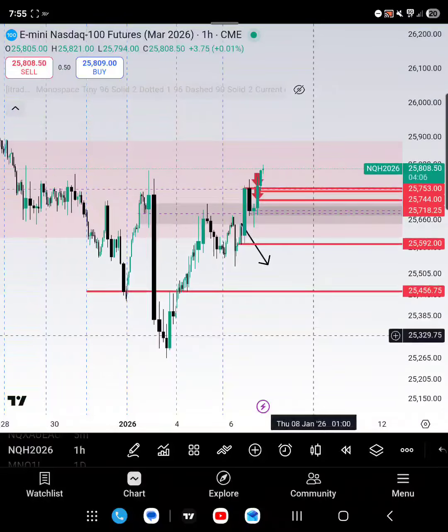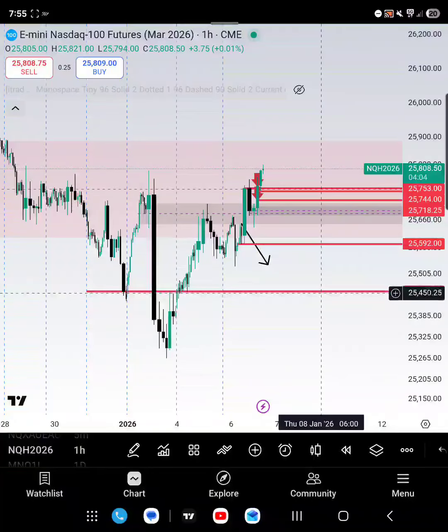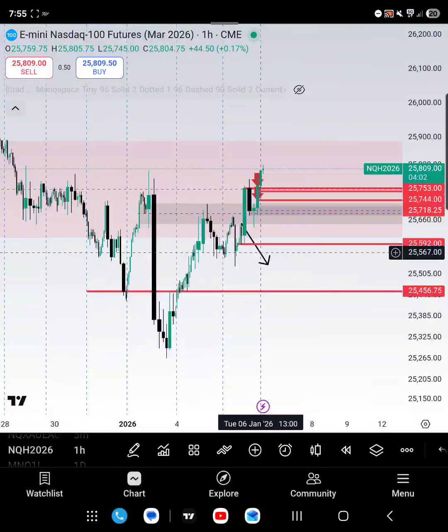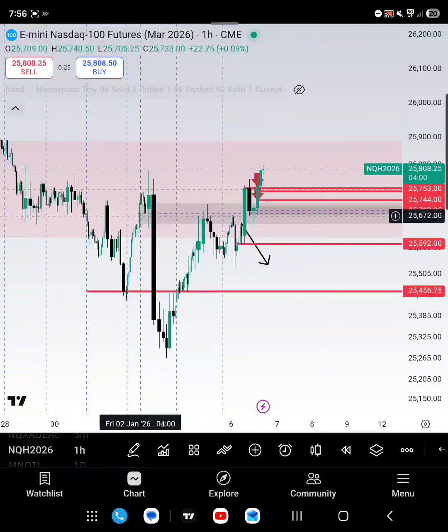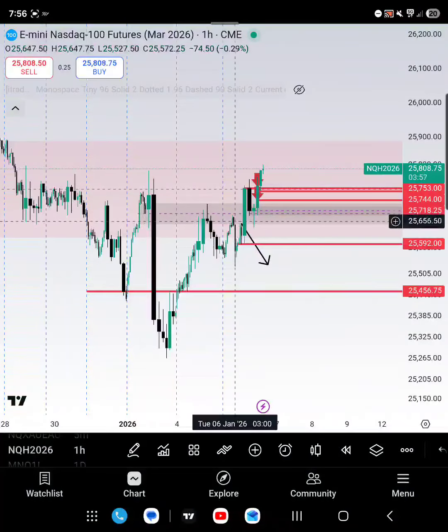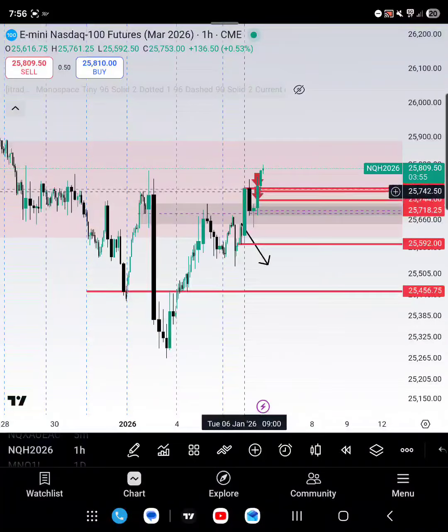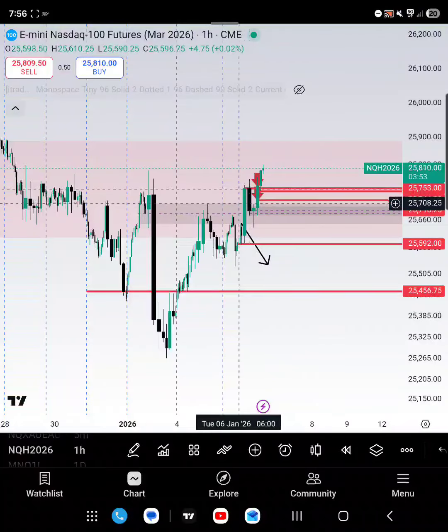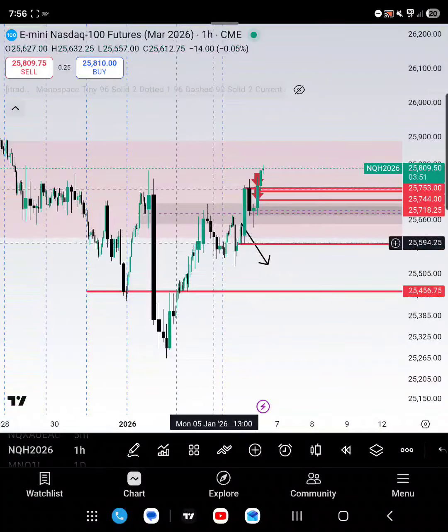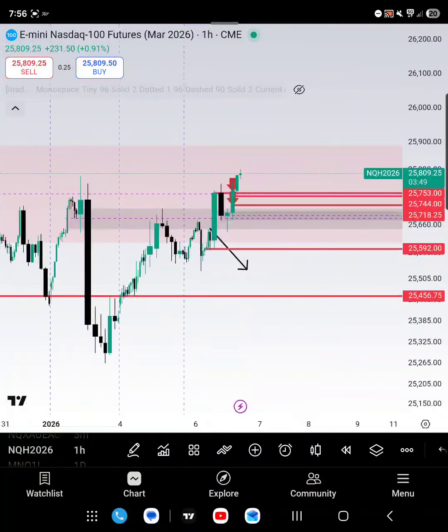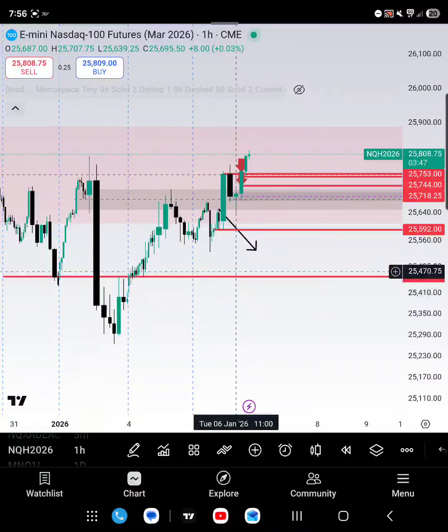So I identified my drawn liquidity as lower, at 25,450. I identified the point of interest as this fair value gap that we were reacting to on several occasions and that we closed above at the New York session open, and I identified the order flow as bearish. However, I incorrectly identified the order flow as bearish.